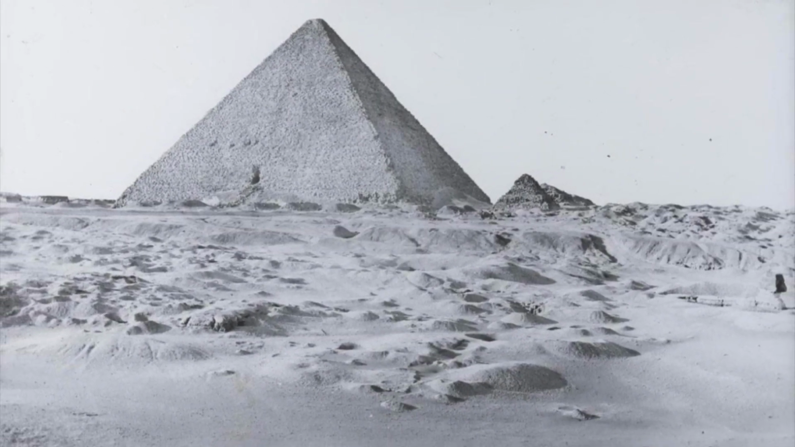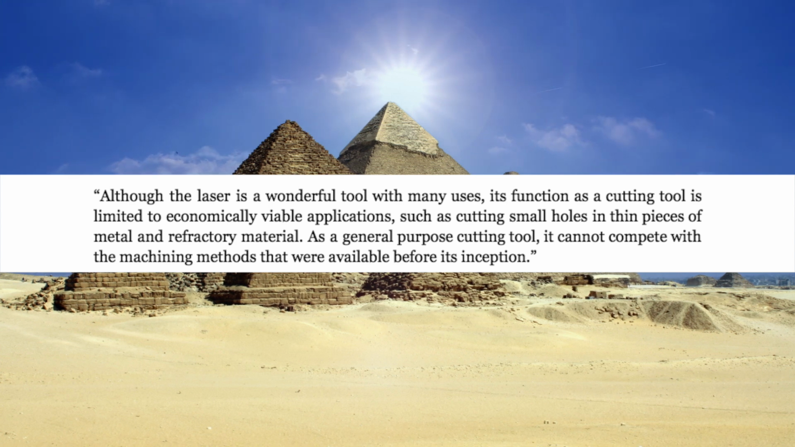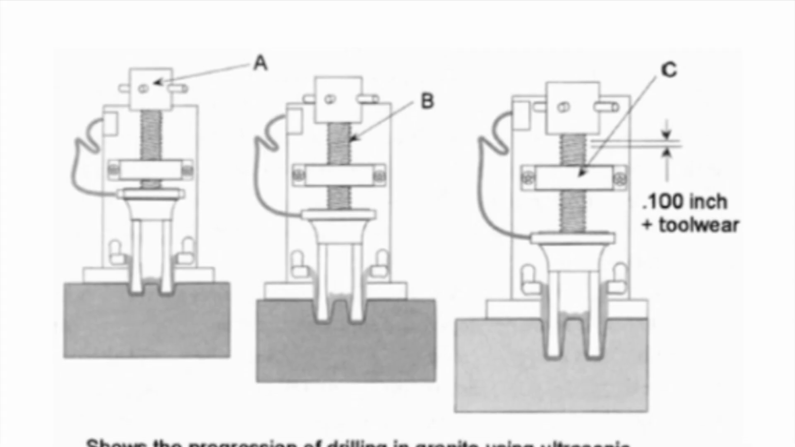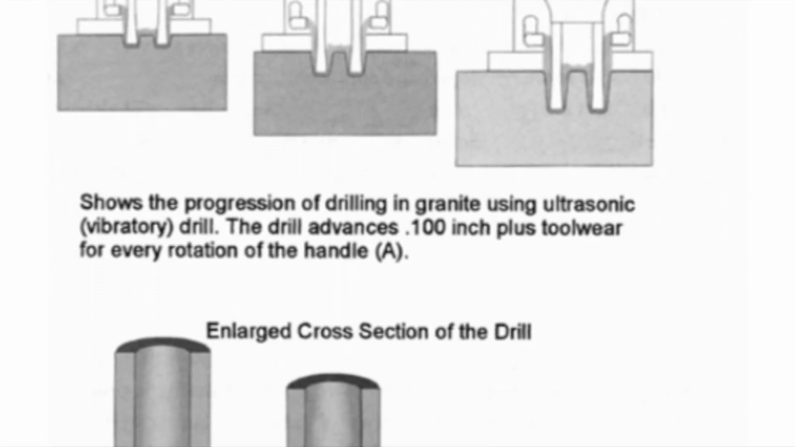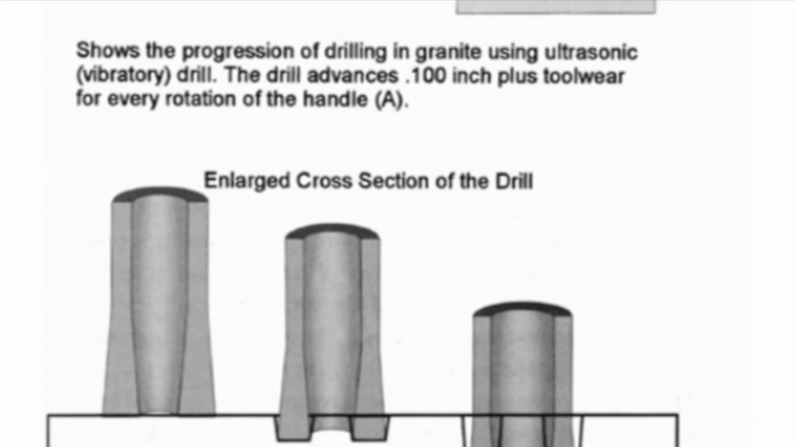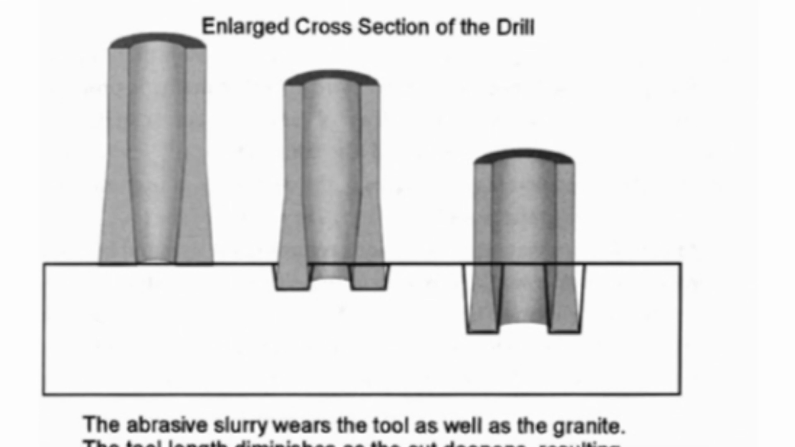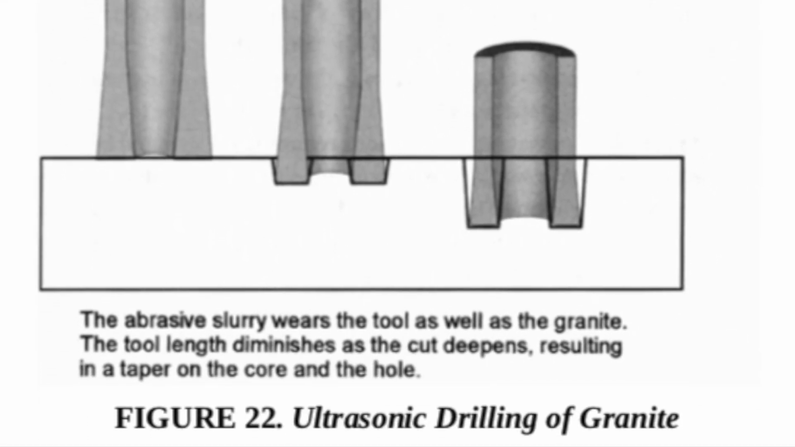Dunn writes, "Although the laser is a wonderful tool with many uses, its function as a cutting tool is limited to economically viable applications, such as cutting small holes in thin pieces of metal and refractory material. As a general purpose cutting tool, it cannot compete with the machining methods that were available before its inception." Dunn instead proposes the use of sophisticated sawing, lathing, and milling practices. He claims that some of what was studied by Flinders Petrie, who Dunn references frequently throughout his book, is indicative of work that has been carried out on some sort of lathe.